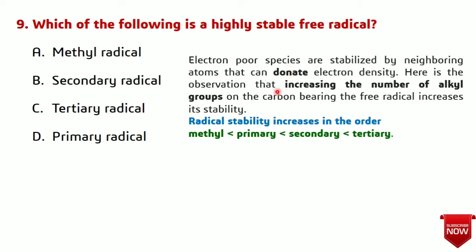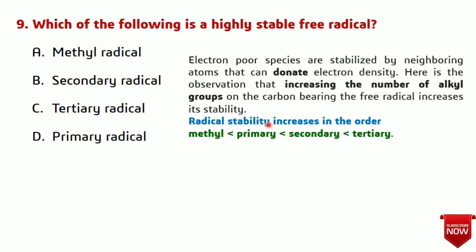So here is the observation that as we increase the number of alkyl groups, more groups are attached to the carbon atom. So it is more possible to take the electrons, and the electron deficiency is going to be overcome. So increasing the number of alkyl groups on the carbon bearing the free radical increases its stability. This is a phenomenon we can observe in the stability of free radicals.